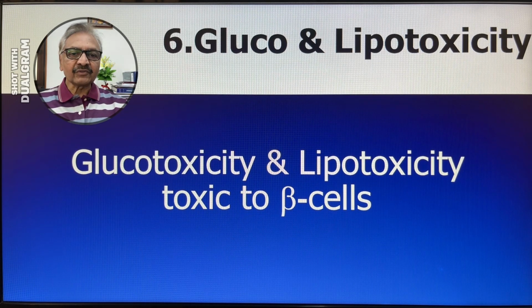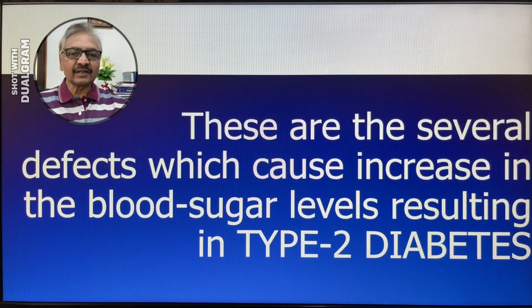Glucotoxicity and lipotoxicity are toxic to beta cells. Here the excess quantities of glucose and the excess quantities of cholesterols in the circulating blood are toxic to beta cells, causing beta cell exhaustion, leading to increase in the blood sugar levels. These are the several defects which cause increase in the blood sugar levels, resulting in type 2 diabetes.